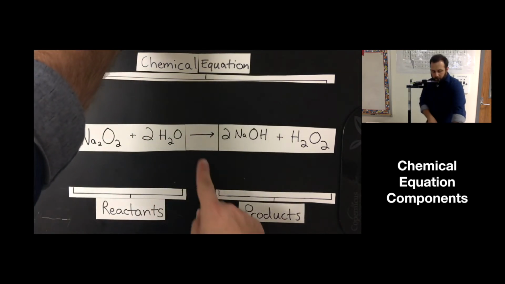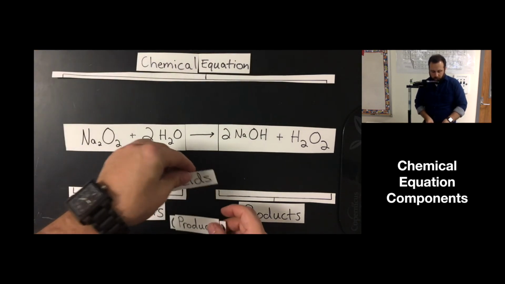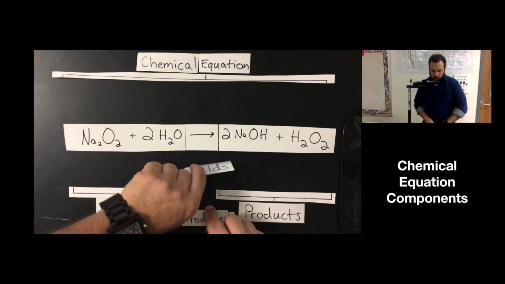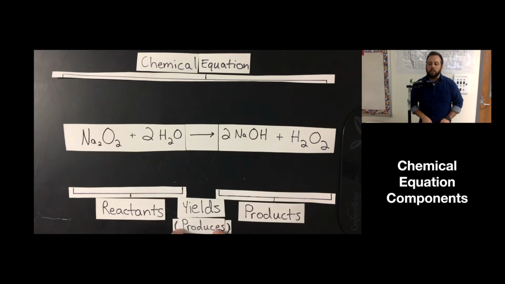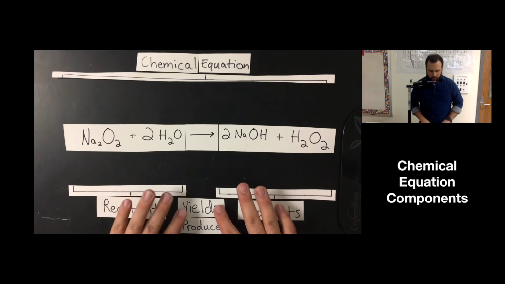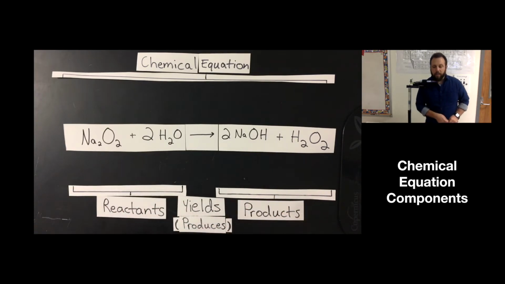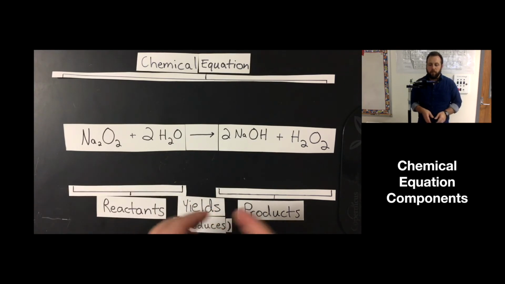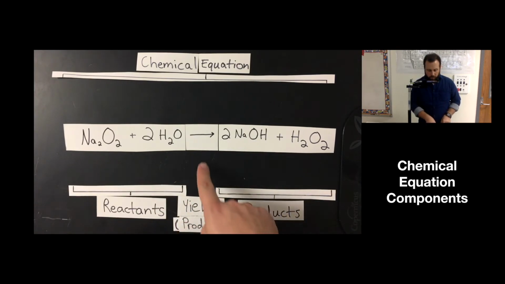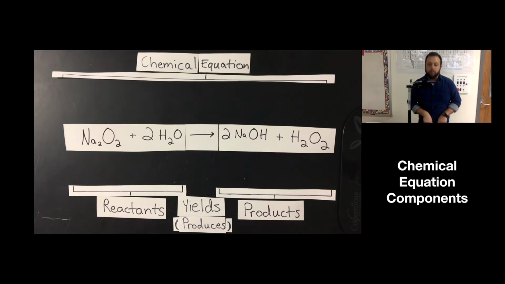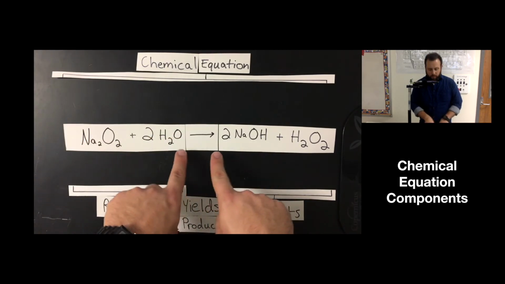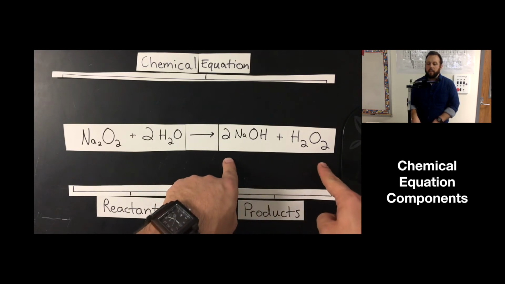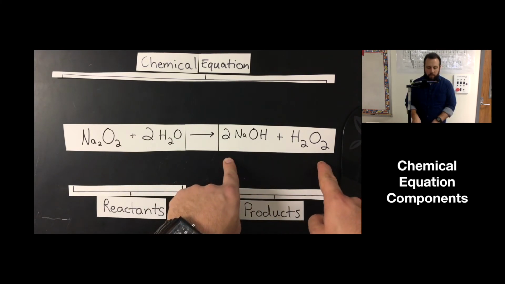Now the middle part, this arrow, means yields. What we're saying here is the reactants produce the products. So this arrow means produces, basically. This is telling us that these reactants go in, they have some sort of reaction, and these are what are left at the end.